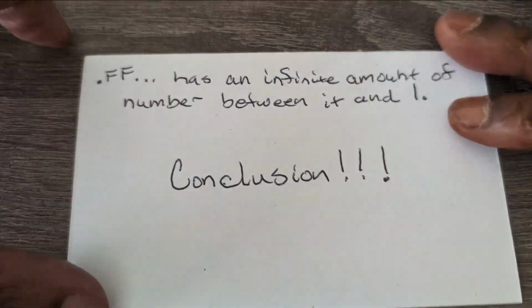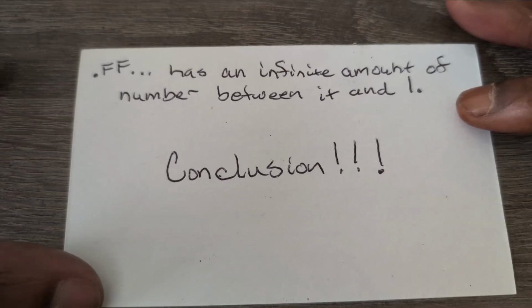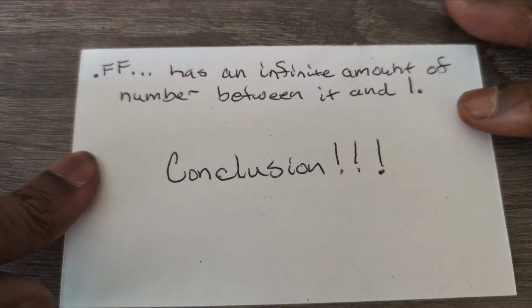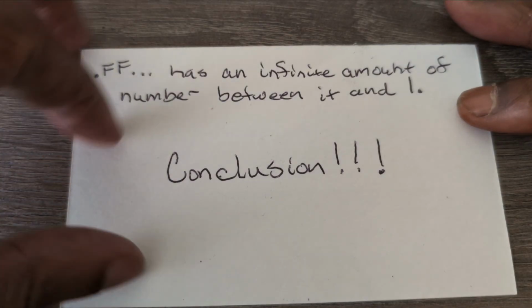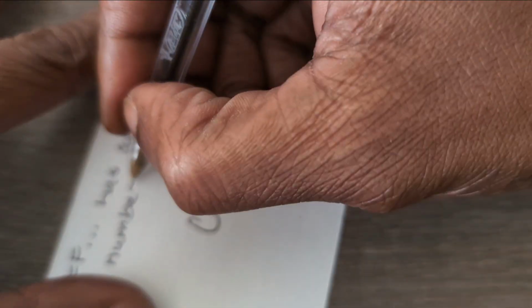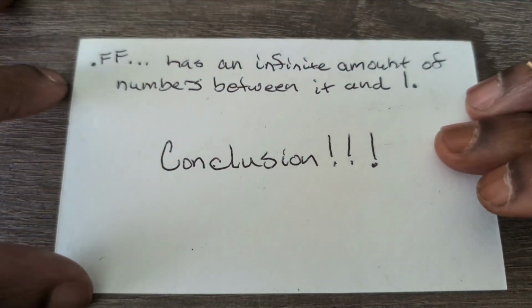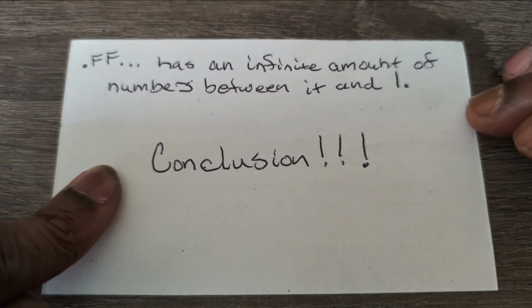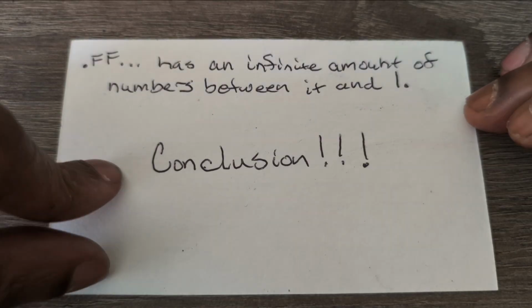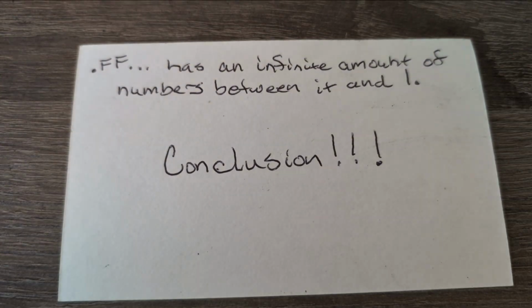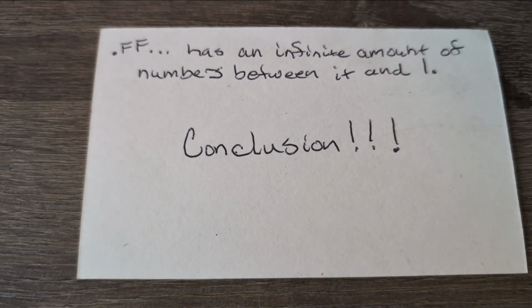So in conclusion, point FF has an infinite amount of numbers between it and 1. You know what I'm saying? Just like 0.99 repeating does. And people didn't want to accept that because they want to say, okay, base 10, you can't get nothing greater than 0.9 repeating because it's all 9s. Well, all of them will be all 9s if you work in base 10.